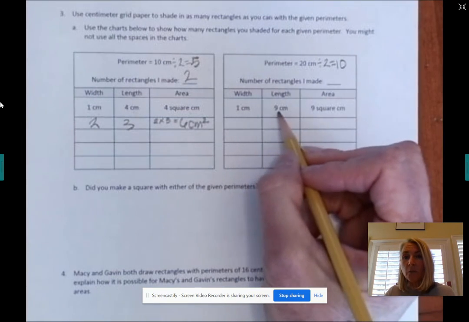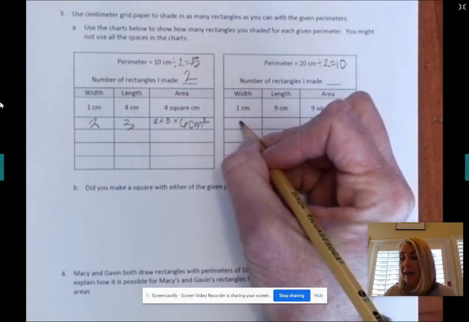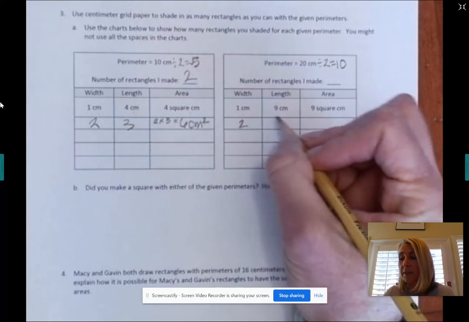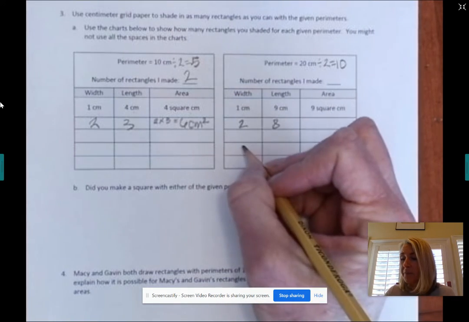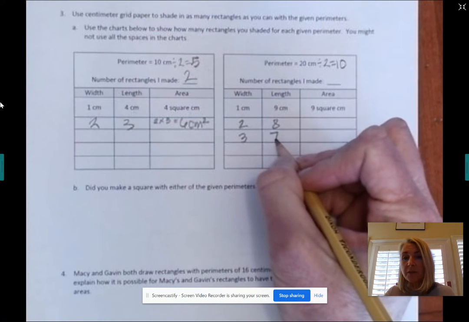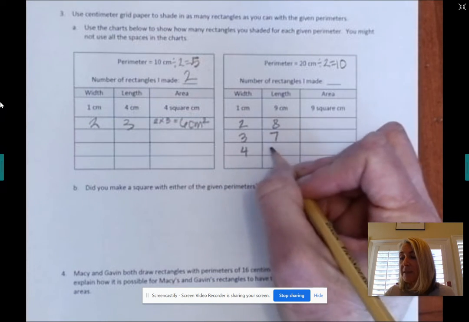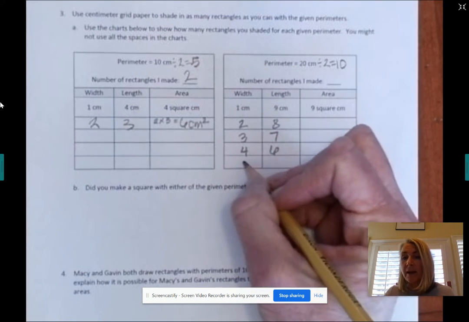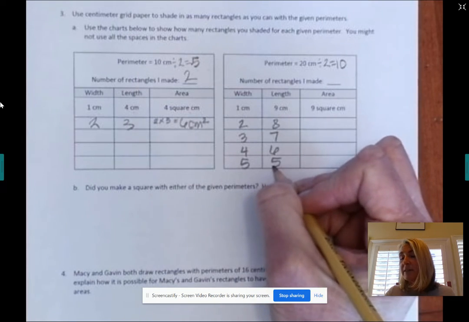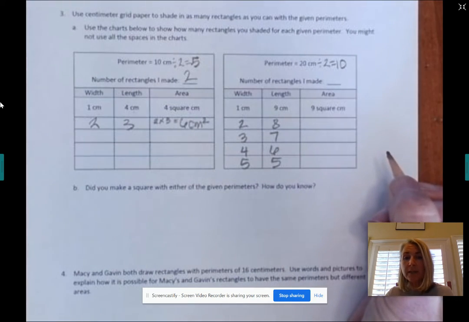So they've given us the 1 by 9. Adding, right? 2 plus what equals 10? 2 plus 8. 3 plus 7 equals 10. 4 plus 6 equals 10. And 5 plus 5. And since we've hit a double, we know we can stop.